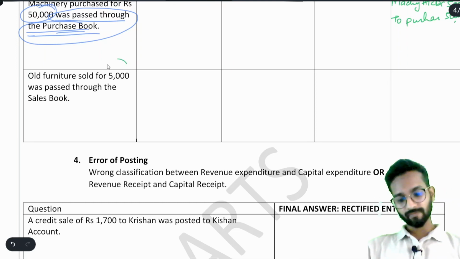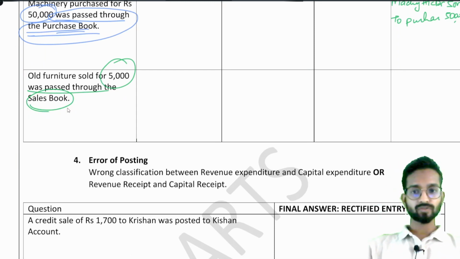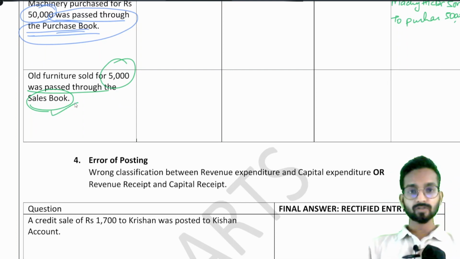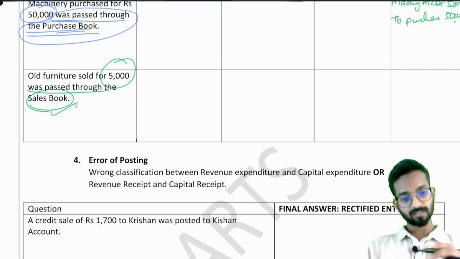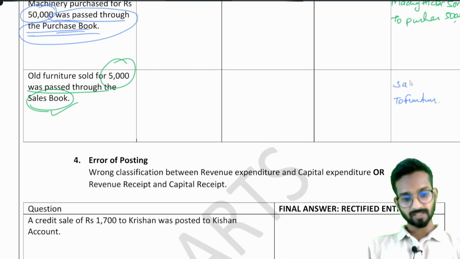old furniture sold for 5,000 was passed through the sales book. Now, tell me, I have passed through the sales book. I was supposed to write that I have sold furniture. What will be the journal entry for selling the furniture? It should be cash to furniture 5,000. I have written through sales book. It means I have written cash to sales. I was supposed to write cash to furniture. So, cash debit are correct. I was supposed to write to furniture. I had written to sales. So, now I will debit the sales account. Sales account debit 5,000.